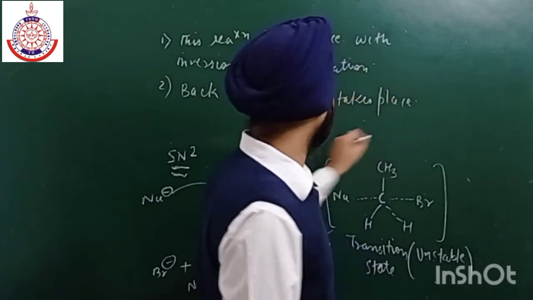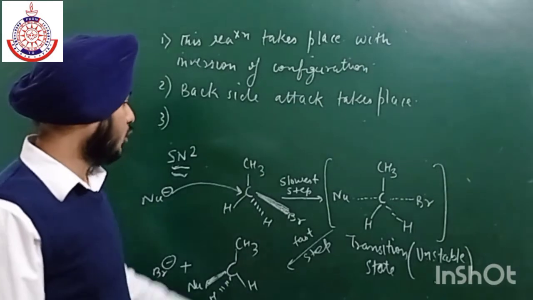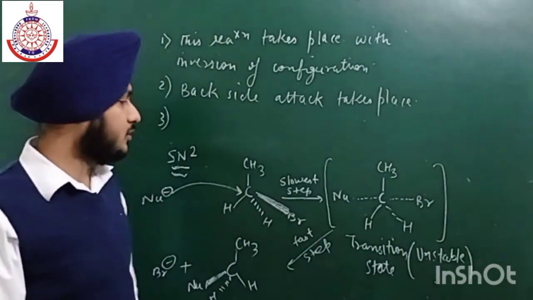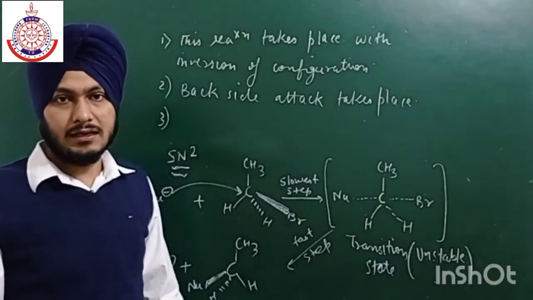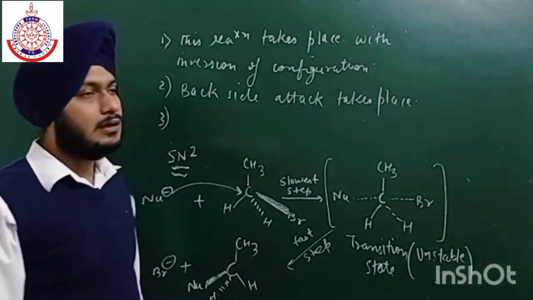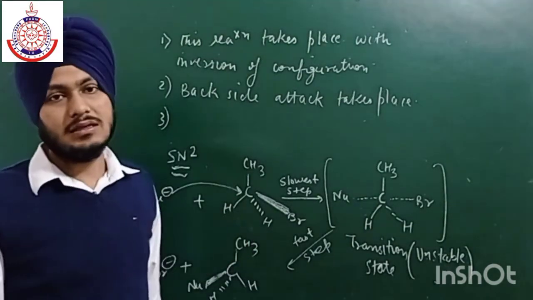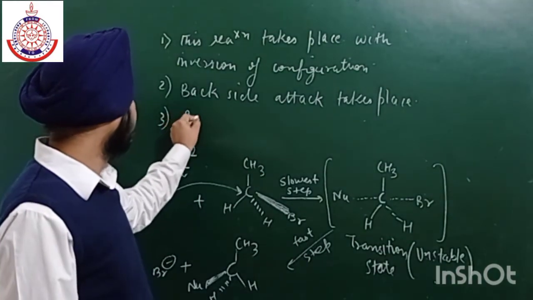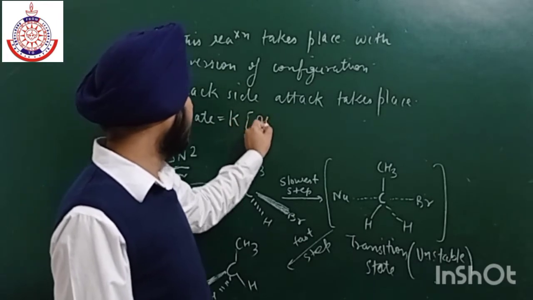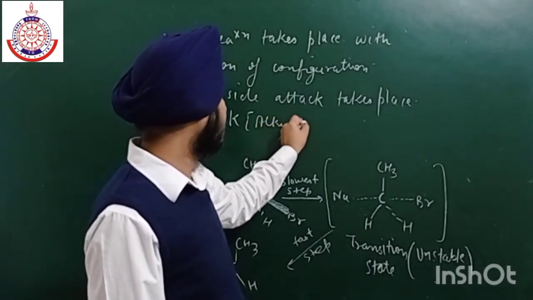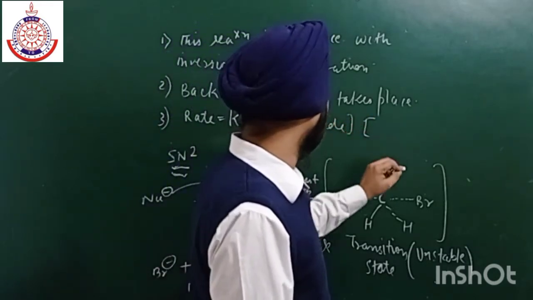The third point is, as we all know, the slowest step is the rate determining step, and in the slowest step both nucleophile and substrate are involved. This is our alkyl halide and this is the nucleophile, both are involved in the slowest step. So the rate depends upon the concentration of both the alkyl halide as well as that of the nucleophile.